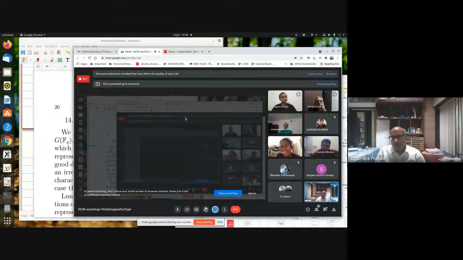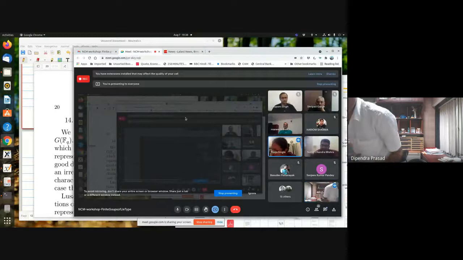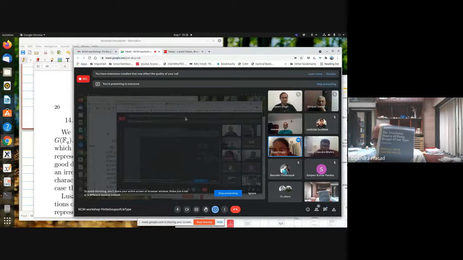In fact, recently I found out that there is a large book. Can you see this? Yes, Character Theory of Finite Groups of Lie Type. I don't know whether Shripad already has a copy of this. This is, I think, Geck and Malle, maybe one of the well-known people in the subject, and it's quite a large book.